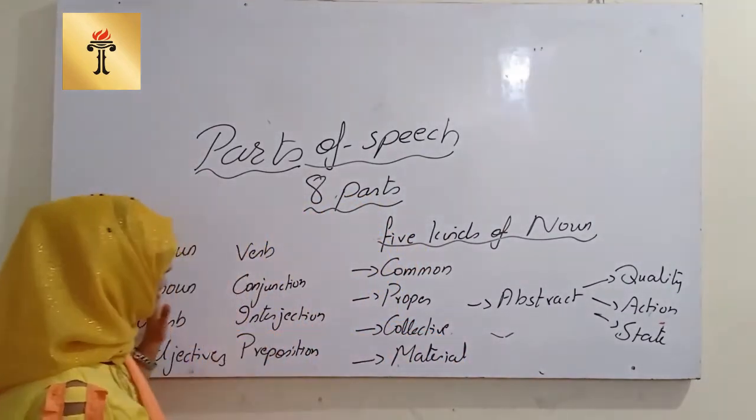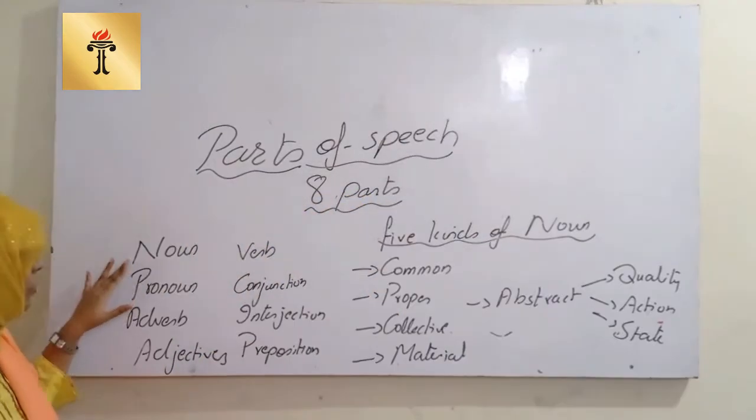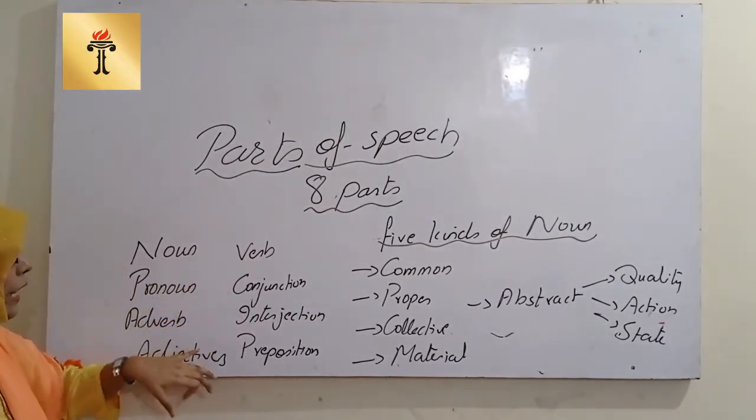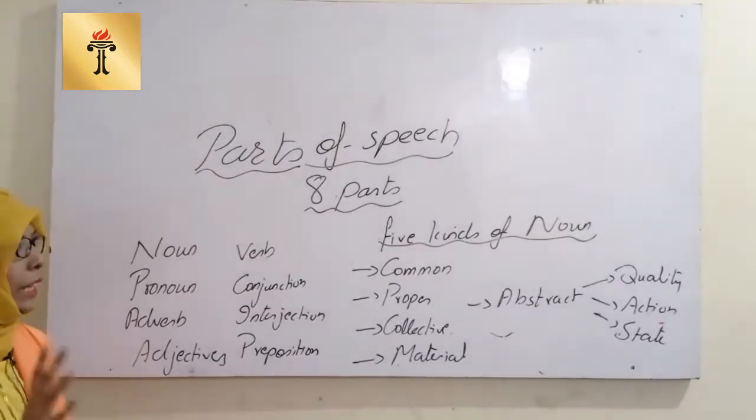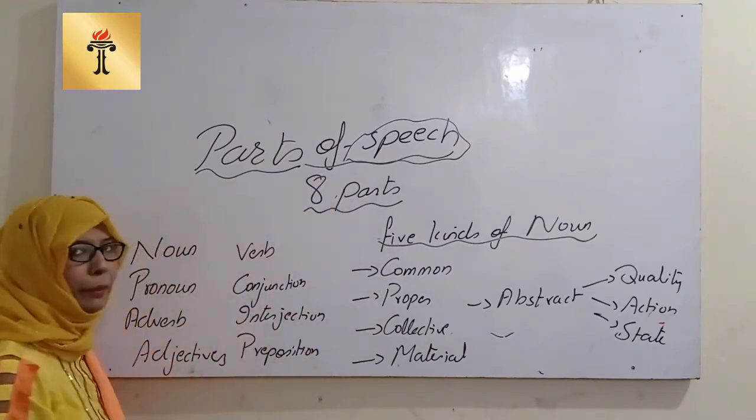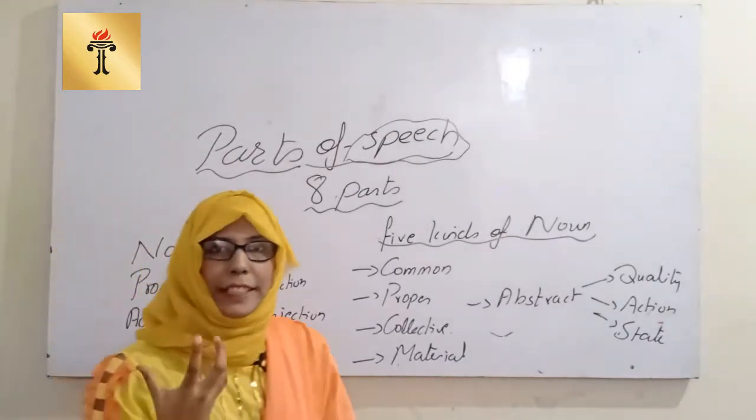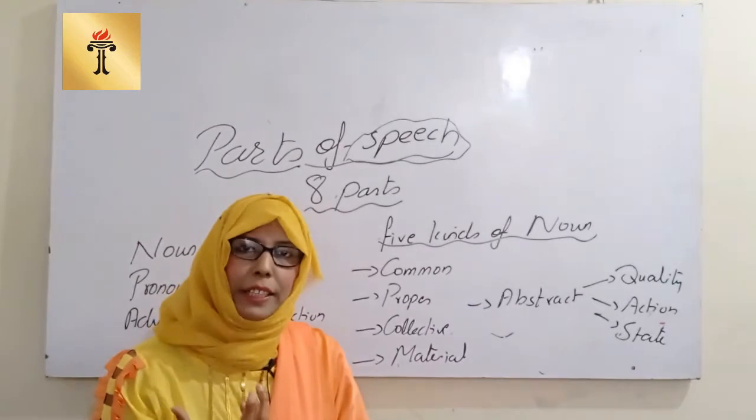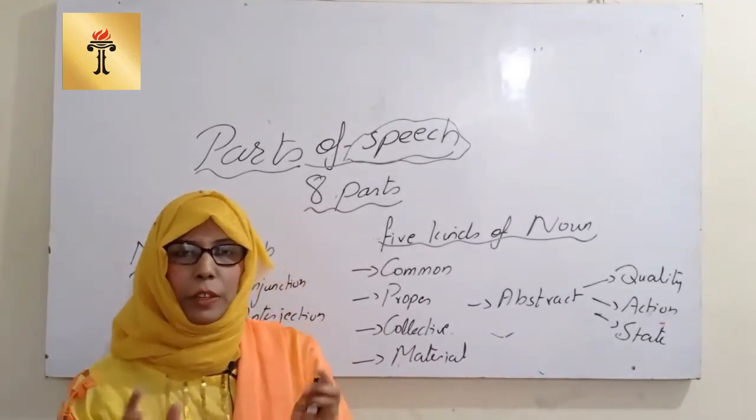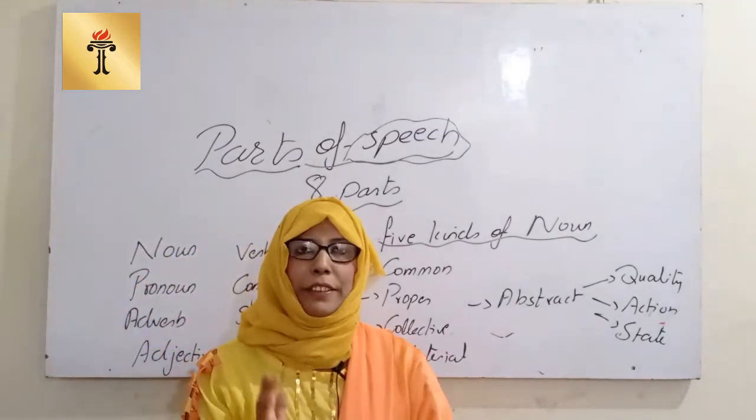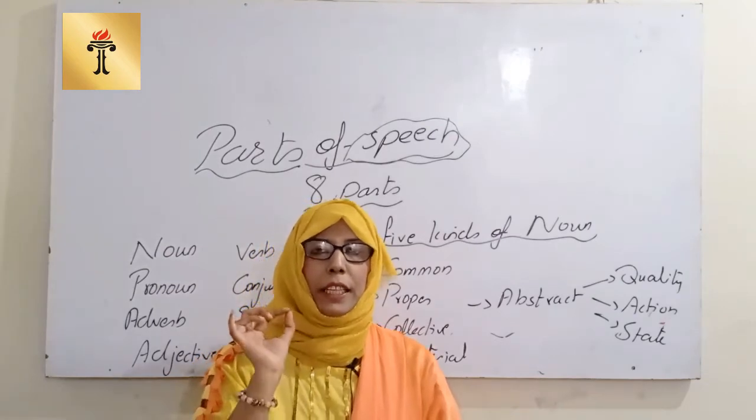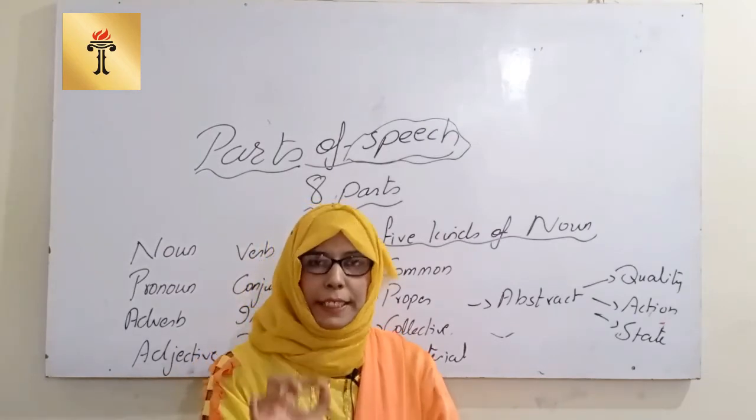So the 8 parts of speech are noun, pronoun, adverb, adjective, verb, conjunction, interjection and preposition. The basic thing is what actually speech is. Speech is the collection of sentences, and what is a sentence? A sentence is a group of words. It means that if words are assembled together and give a meaning, that is said to be a sentence. A sentence is a collection of words which have a sensible meaning.